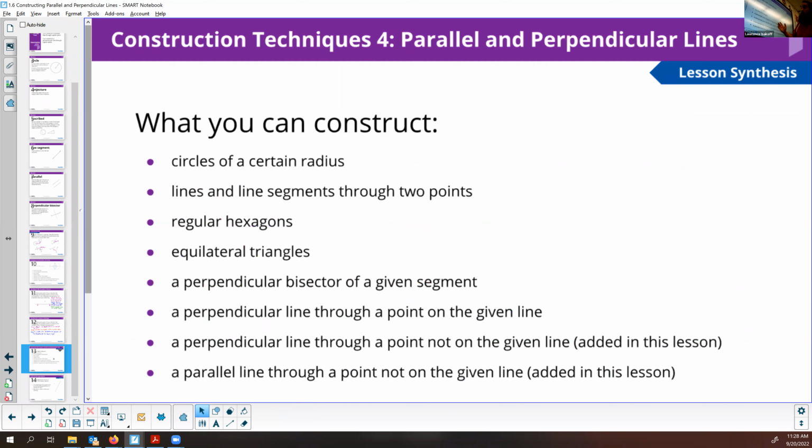So, to summarize what we know, we should know how to construct circles now. Line segments, regular hexagons inscribed in a circle, equilateral triangles inscribed in a circle, perpendicular bisectors, and perpendicular lines and parallel lines. So that is what we have for this lesson.